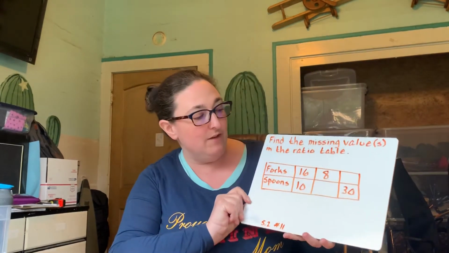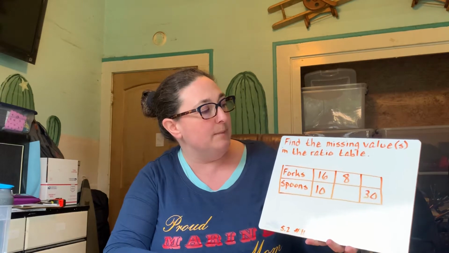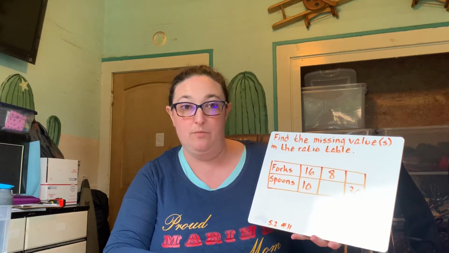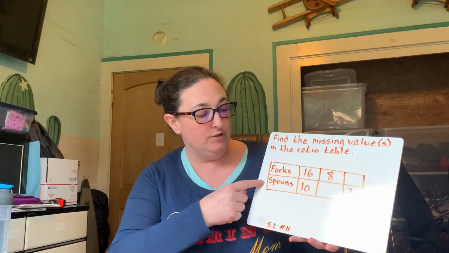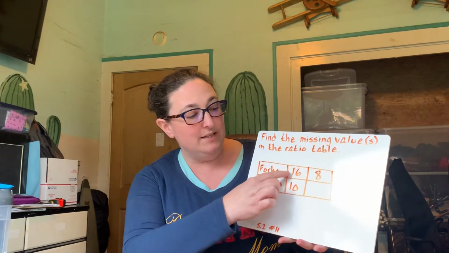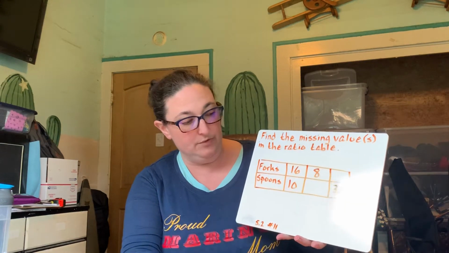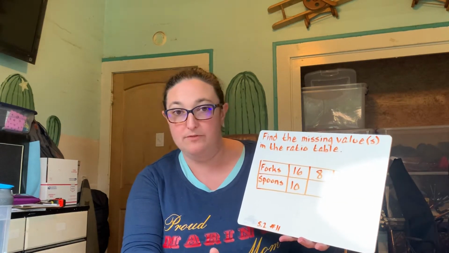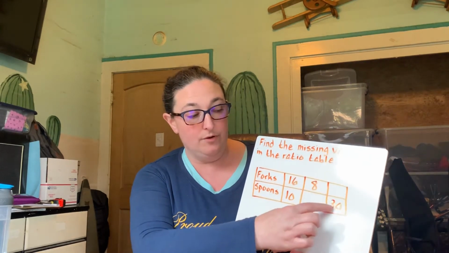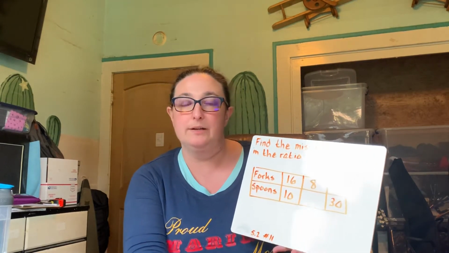For this one, they've given us a ratio table, and the instructions say, find the missing values in the ratio table. They've given us forks to spoons, and they filled in some of our numbers. For every 16 forks, there are 10 spoons. And then it's our job to figure out if there are 8 forks, how many spoons are there? And if there are 30 spoons, how many forks are there?